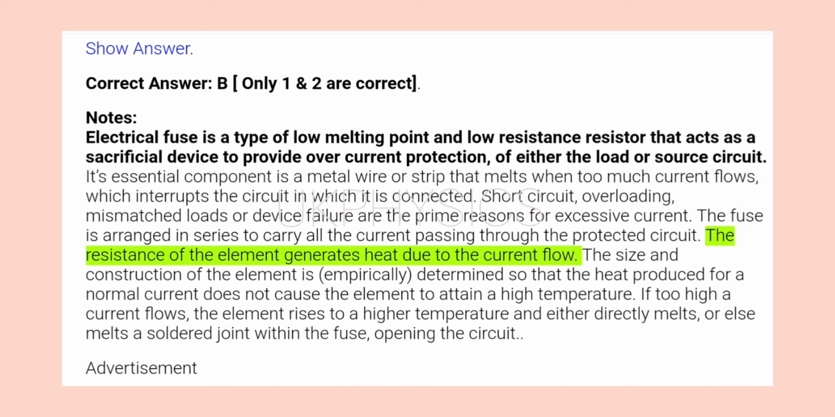The resistance of the element generates heat due to the current flow. The size and construction of the element is empirically determined so that the heat produced for a normal current does not cause the element to attain a high temperature. If too high a current flows, the element rises to a higher temperature and either directly melts, or else melts a soldered joint within the fuse, opening the circuit.